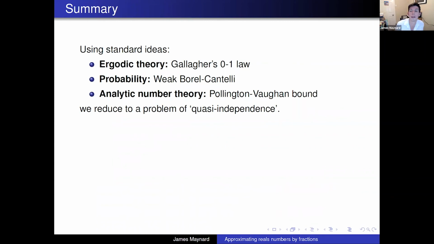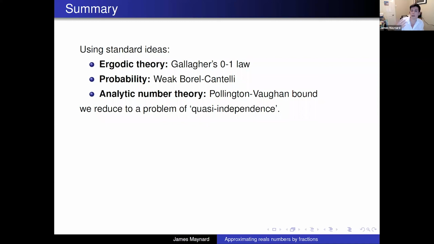I'm almost at the end of my talk, but just to summarize, we used various standard ideas that have been in the subject for quite a long time. So ergodic theory, particularly in the form of Gallagher's 0-1 law, ideas from probability, both to heuristically motivate our manipulations and to use these weak forms of the Borel-Cantelli lemma, which combine exceptionally well with Gallagher's 0-1 law. And then we use some ideas from analytic number theory, in particular this work of Pollington and Vaughan on studying the intersections of these sets E_Q and E_R using ideas from sieve methods.